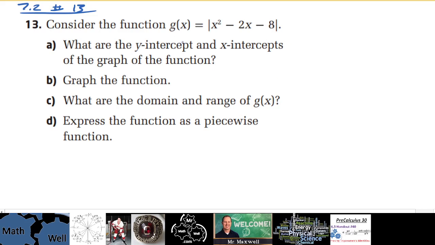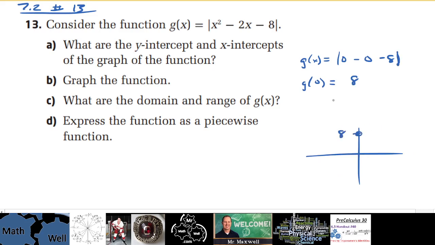The y-intercept here is when x equals 0. So g of x is going to equal what? When this is 0, 0 minus 8. So the y-intercept is the absolute value of -8, or +8. Okay, so I'm going to draw a little sketch down here. +8, that's where our y-intercept is.